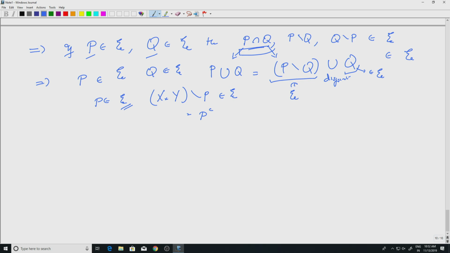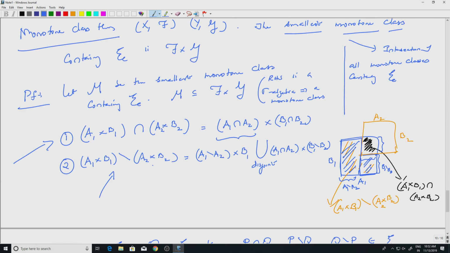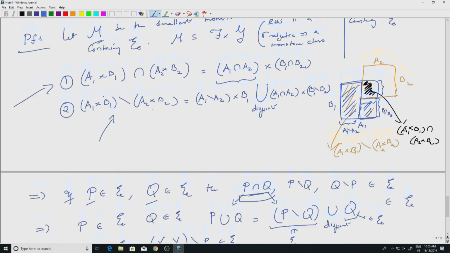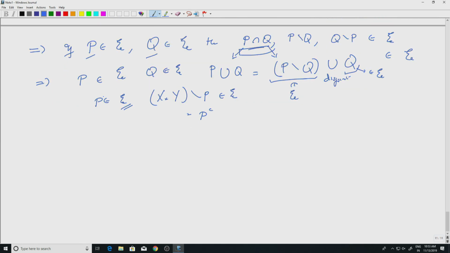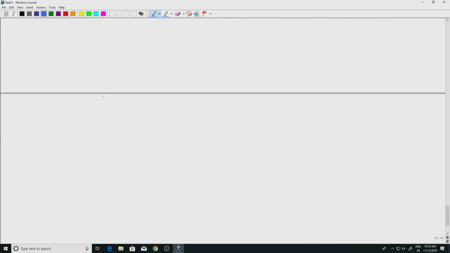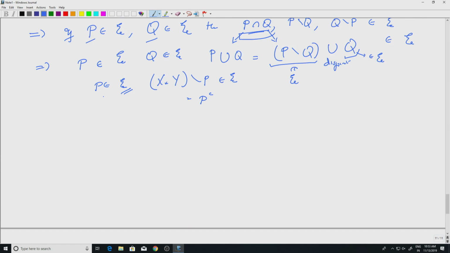Okay. So, now we want to prove the monotone class theorem, which says that the smallest monotone class containing script E is F cross G. So, we started with M, okay, and we looked at some properties of elementary sets. Okay. So, now we will use all these properties. So, this is called bootstrapping. So, pay attention, fix P in script E.